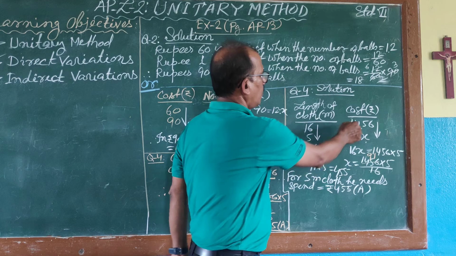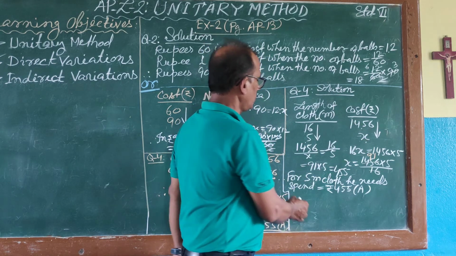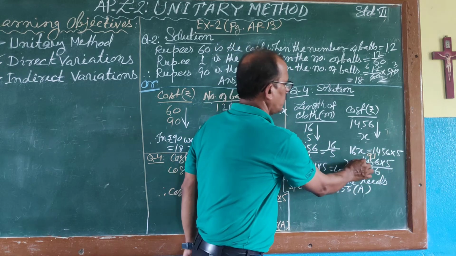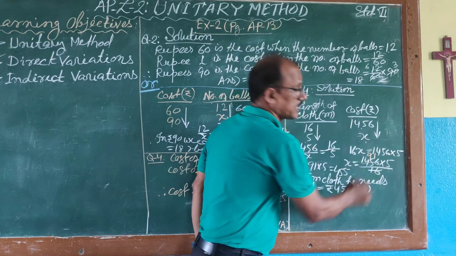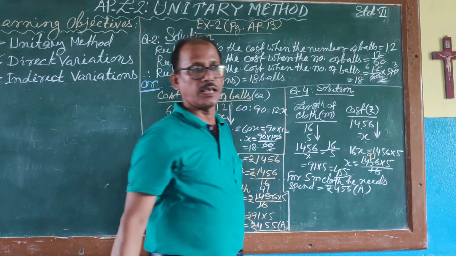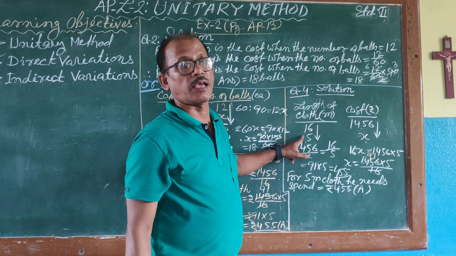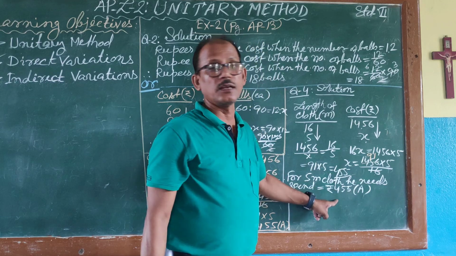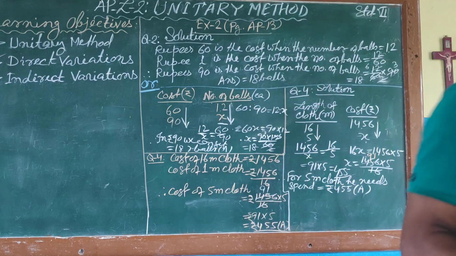So what will you do? Now 1456 divided by x is equal to 16 divided by 5, isn't it? Now you go for cross multiplication. 16x is equal to 1456 into 5. X will be 1456 into 5 divided by 16. 16 can cancel 1456, that is 91. So 91 into 5 will become 455. So rupees 455 is what you need to purchase 5 meters of cloth. Therefore, for 5 meters of cloth, we need to spend rupees 455. That will be the answer. Okay, students, the rest I will cover in the next video.